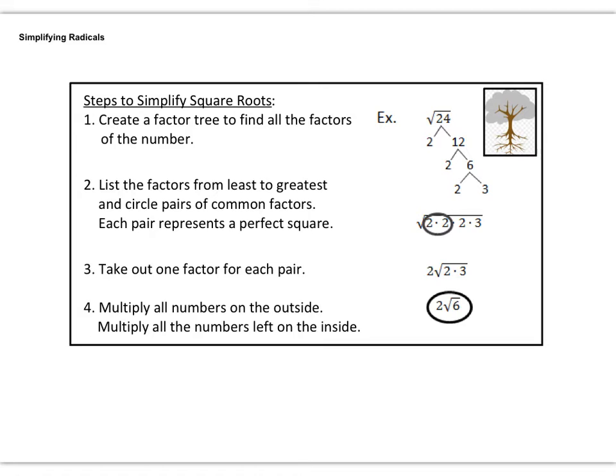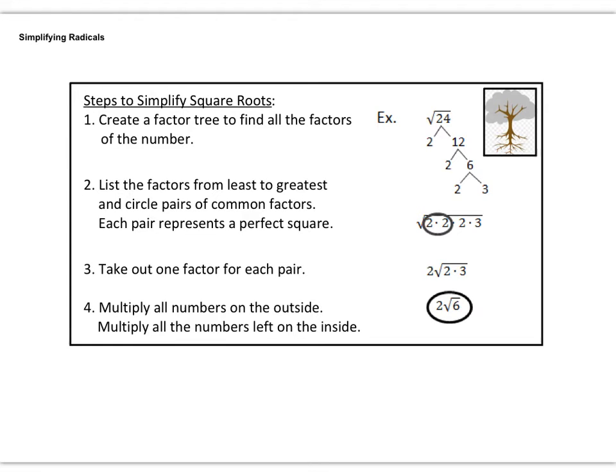All right, so I set this up for you with steps to simplify your square roots. So I'll take you through this example, explain it, and then we'll try some on our own together. All right, so you'll create a factor tree to find all the factors of the number. So if I look at 24, you're just going to break it down. So what do you multiply to get 24? Well, 2 times 12 is 24.